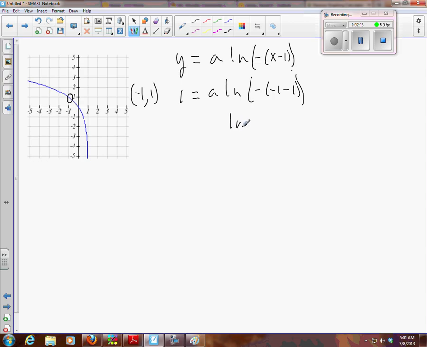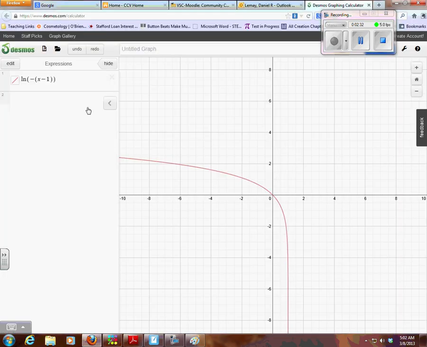So that gives me the ln of, well, let's see, that's -2. And another negative makes it +2. So if I divide both sides by the ln of 2, that's probably my stretch factor. Let's go back and see if that graphs.